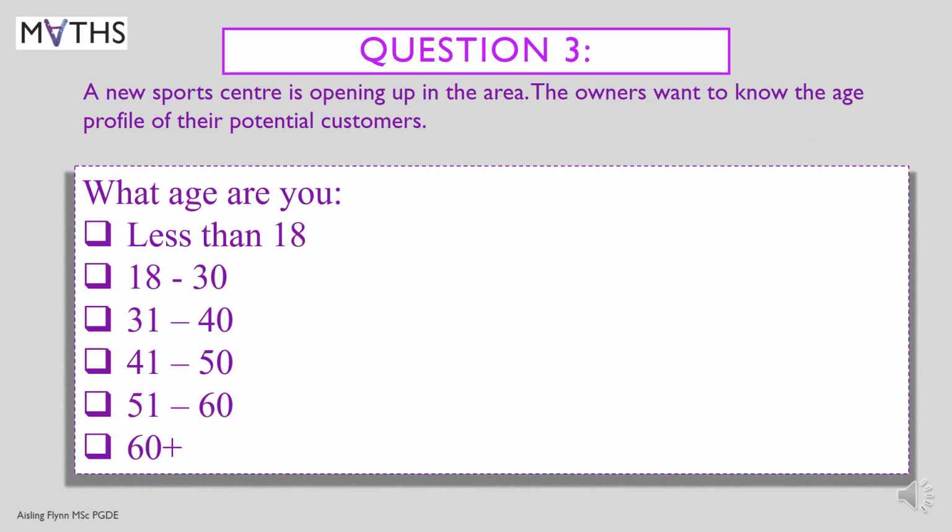A better question might be, what age are you? And you give specific numbers. Less than 18, 18 to 30, 31 to 40, and the numbers don't overlap. So it should be clear to each person where they should place their tick.